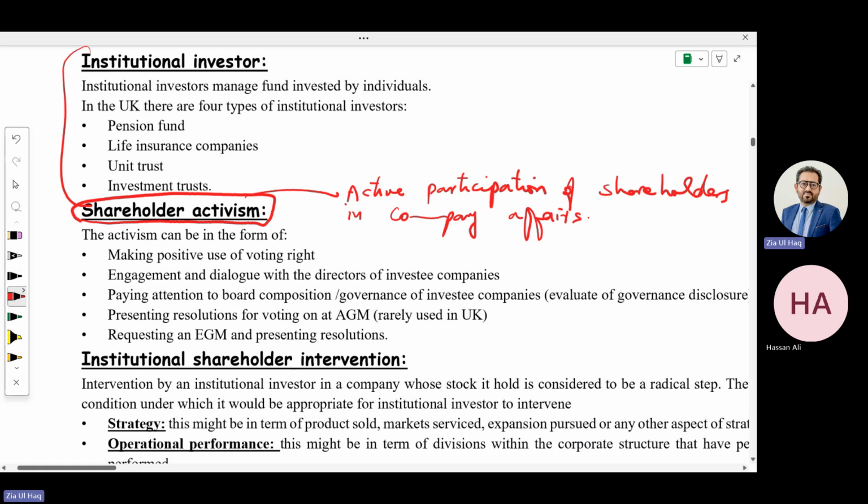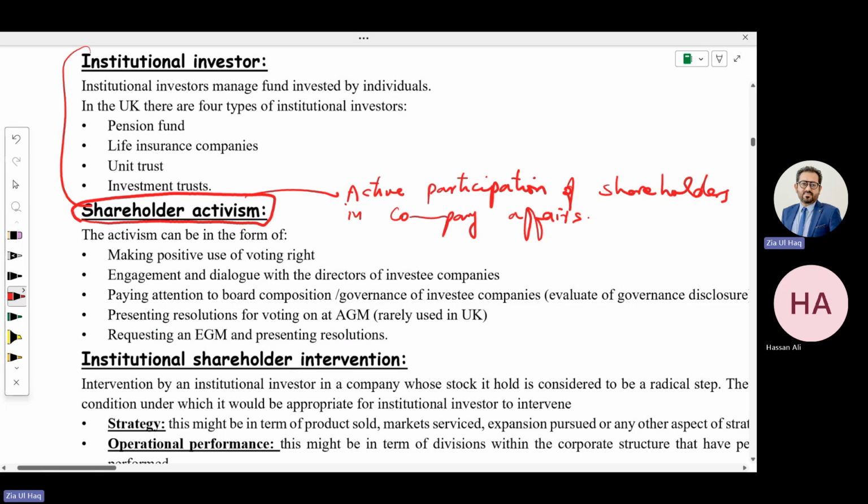Shareholder activism is active participation of shareholders in company affairs. Normally shareholders are considered a passive stakeholder. Passive means they are not involved in the running of the company. They are not involved in the management of the company. But sometimes they play an active role.